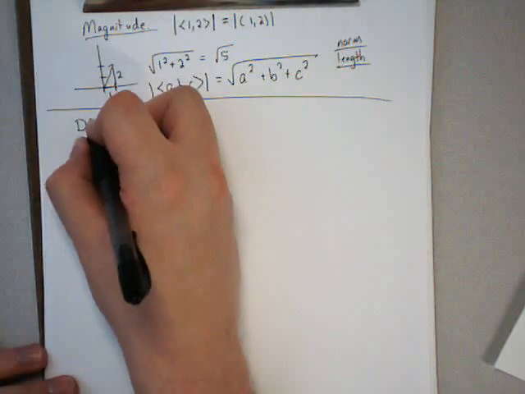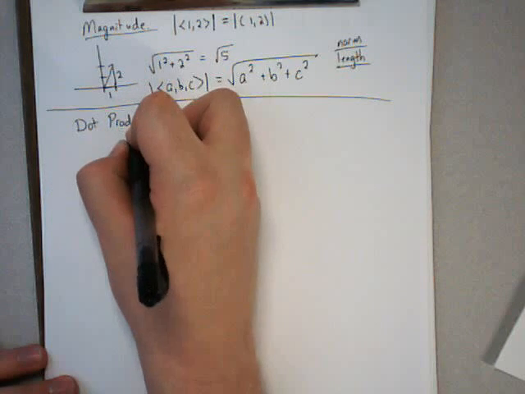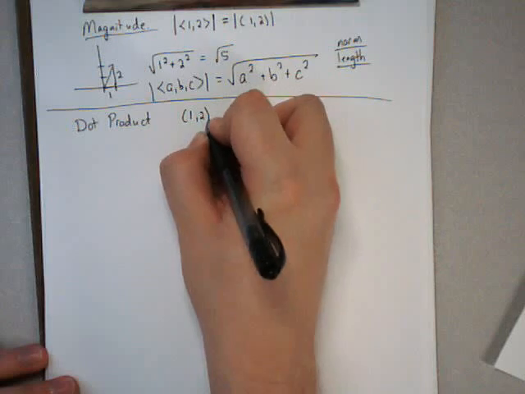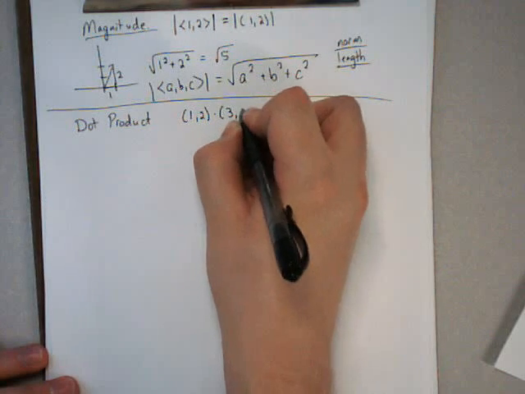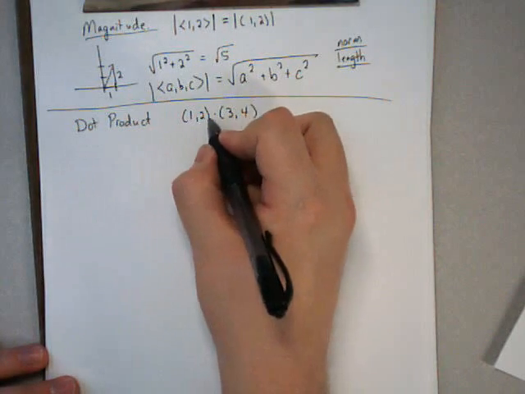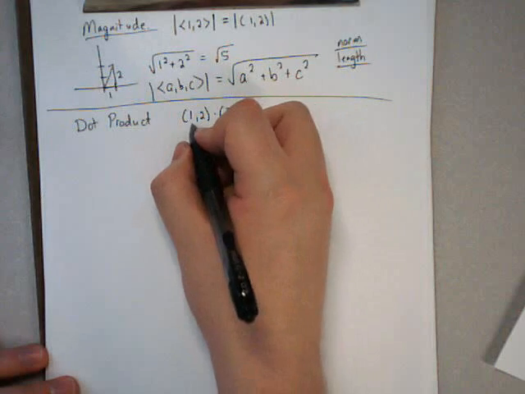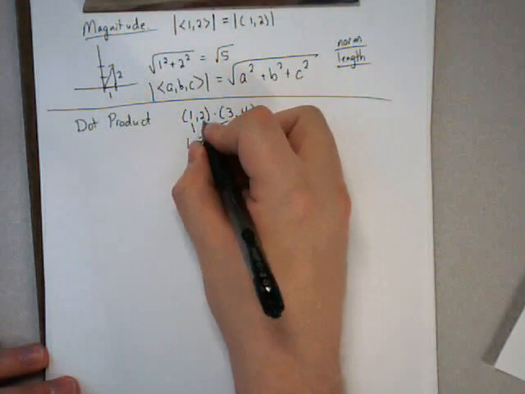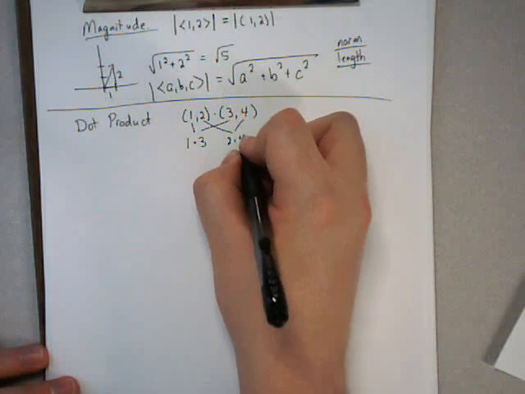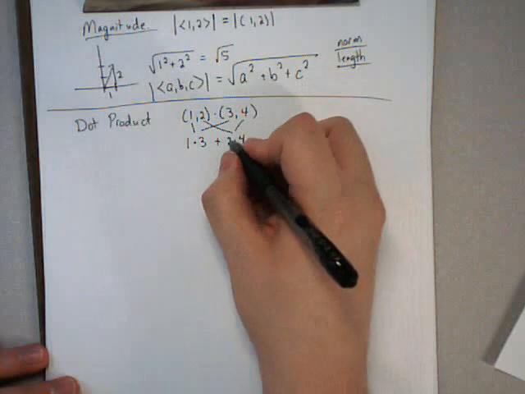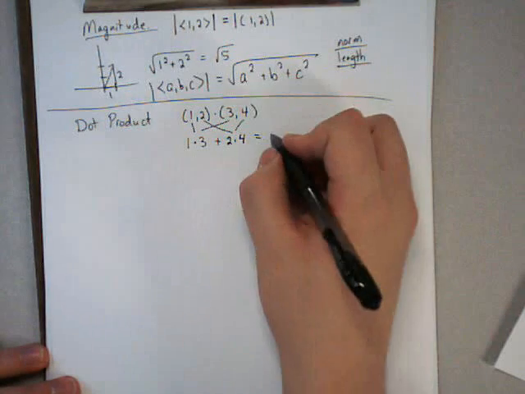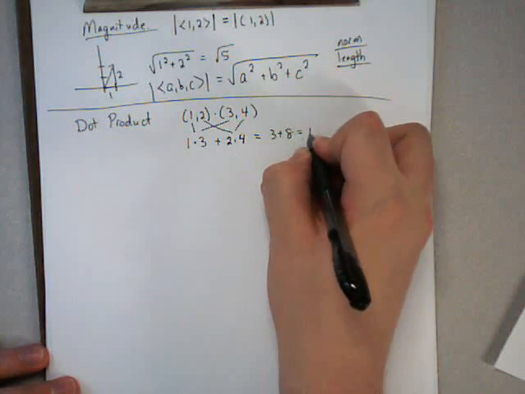Next, we're going to look at the dot product. The dot product of two vectors is a way of multiplying the vectors to get a number. If I take the vector 1, 2 and the vector 3, 4 and I want to dot them together, then the idea is let's take 1 times 3, and let's take 2 times 4, and let's add the result. In some sense, it's like a linear combination. So this is 3 plus 8, or 11.